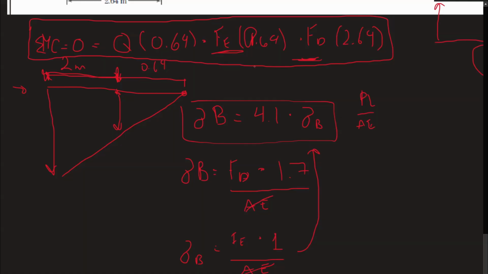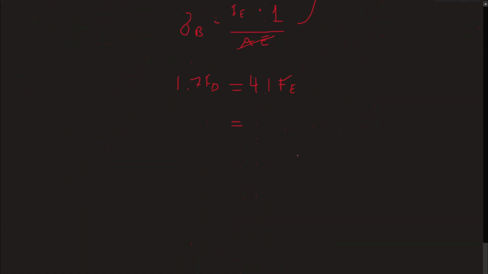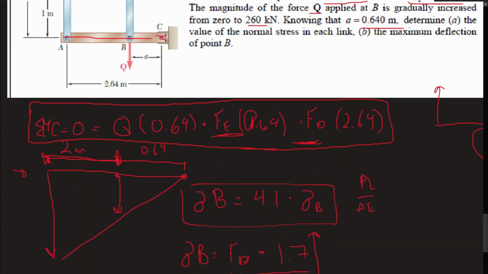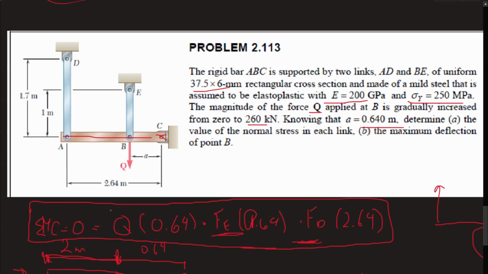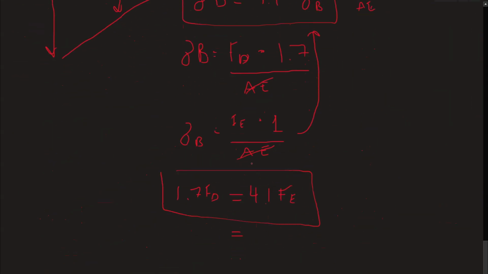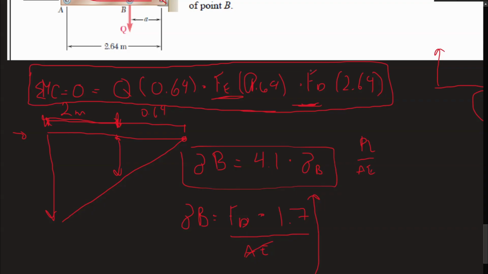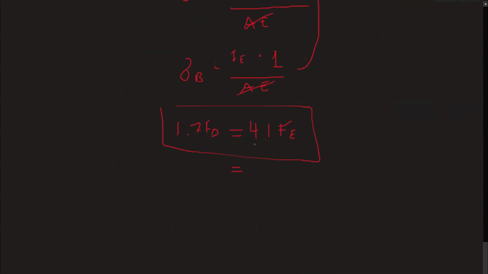And now you can plug these back into this original equation because it'll make it much easier to handle. You find what they are relative to each other, and then you plug that back into this equation, so then you only get two variables, the Q and one of these ones. So which one would be easier? I think it'd be easier to plug into, let's rearrange this one first. 4.1 divided by 1.7 is 2.4 F_E is equal to F_D.